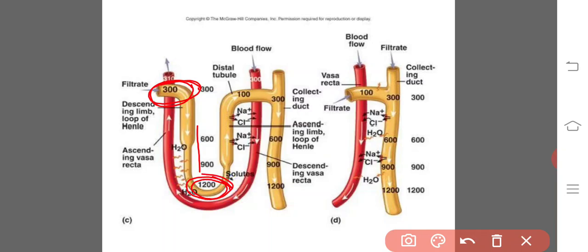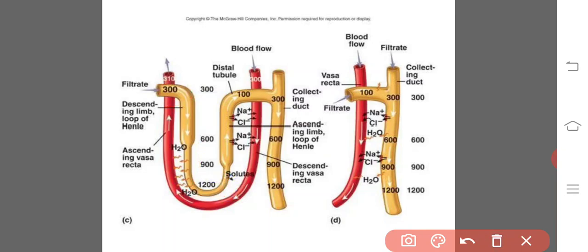It loses the water, but it retains the salts like NaCl. Why? Because the descending limb is permeable to water but not to salts. Okay, thereby it is highly concentrated and the concentration reaches 1200 osmolarity. Now the NaCl is ready to be released from the loop.